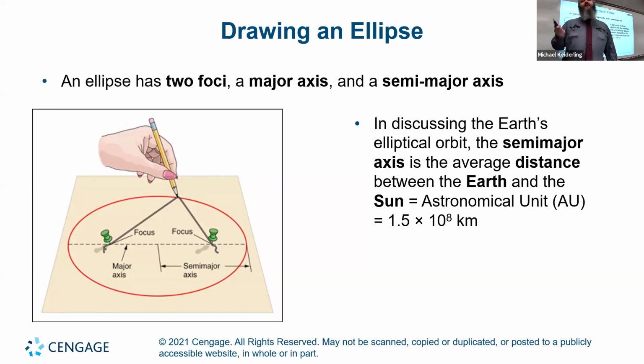And when we talk about an orbit, the semi-major axis is the average distance between the Earth and the Sun. For the Earth or for anything orbiting, the average distance between them and the Sun. Because the closest is this side of the focus and the longest is this side, and the average ends up being half of that total, the semi-major axis. So the average distance between the Earth and the Sun is an astronomical unit, which is 150 million kilometers, or 1.5 times 10 to the 8 kilometers.